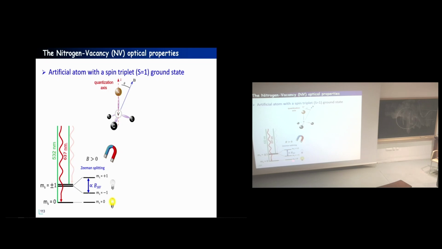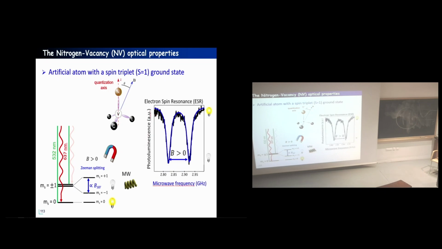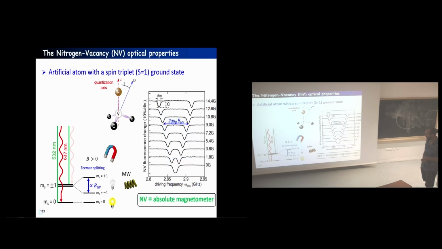Now, if you apply a magnetic field, then you split plus and minus 1. Of course, the splitting is related to the projection along the quantization axis. And then, in the microwave spectrum, you get two dips. The distance between those dips is directly related to the magnetic field, and as you can see, g, mu B, there is nothing else than constants. So the NV, wherever it is, is an absolute magnetometer.